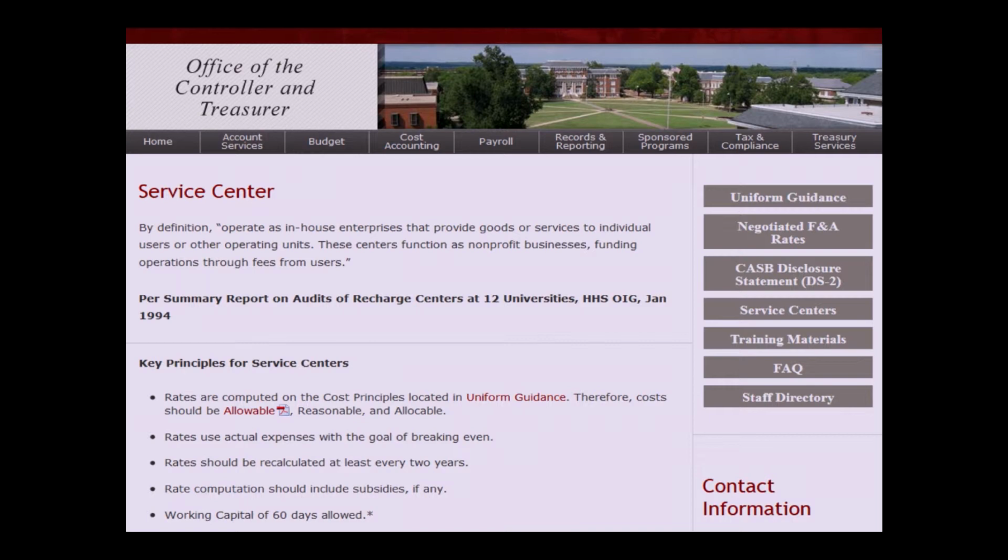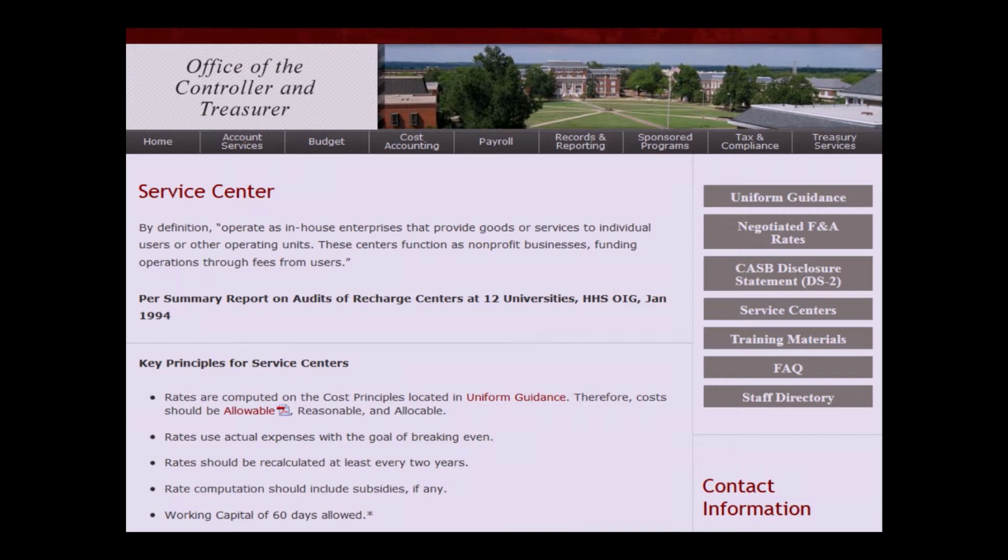The first principle is rates must be based on actual expenses. The second principle is the goal is to break even. However, we are allowed 60 days of working capital.